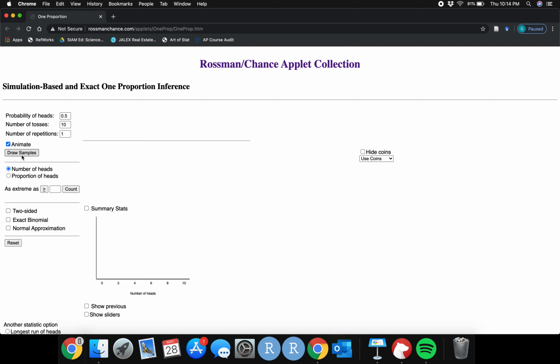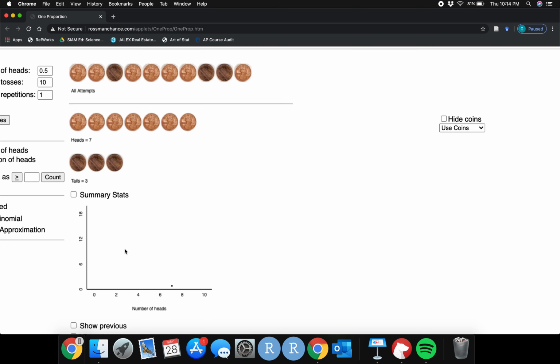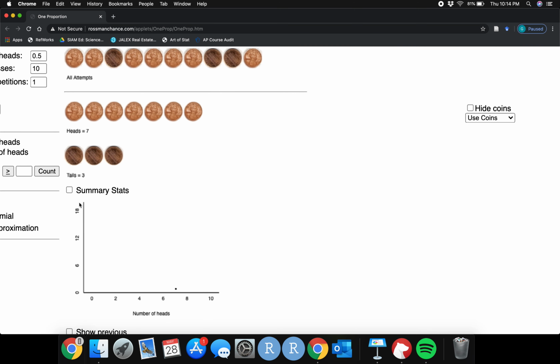So they have an animated process here. I'm going to flip the coin 10 times. And so they flip it a bunch. It turns out in those 10 flips, I got 7 heads and 3 tails. And if you look down here on the graph, they put a dot at 7. So this is a dot plot that we talked about before. They put a dot at 7.